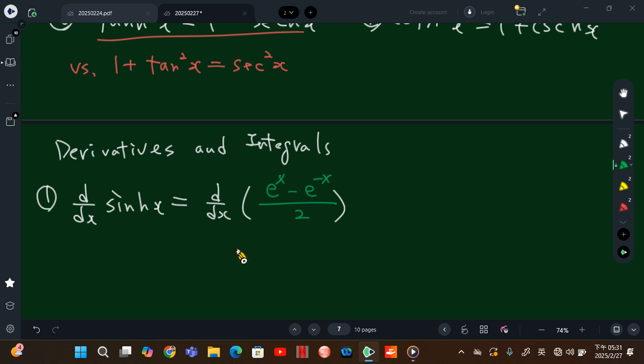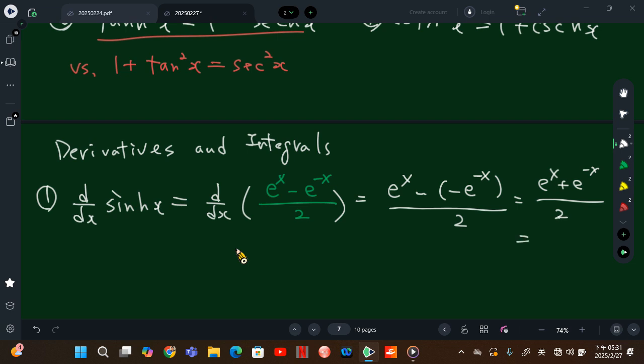So when you encounter a hyperbolic function, sometimes the best way is just to go back to its original definition. e to the power of x minus e to the power of negative x over 2. Then when you differentiate it, you get e to the power of x minus negative e to the power of negative x. Right? So what is this? Hyperbolic cosine, right?